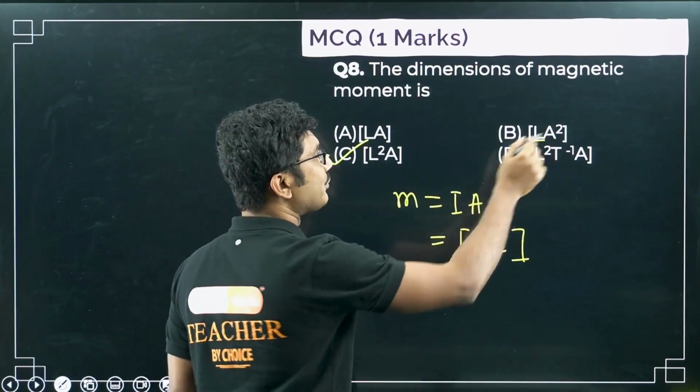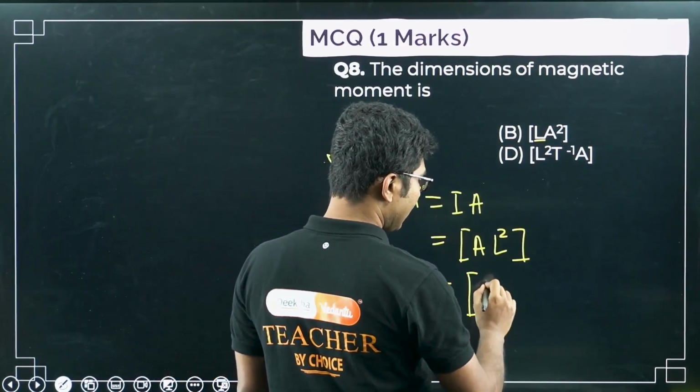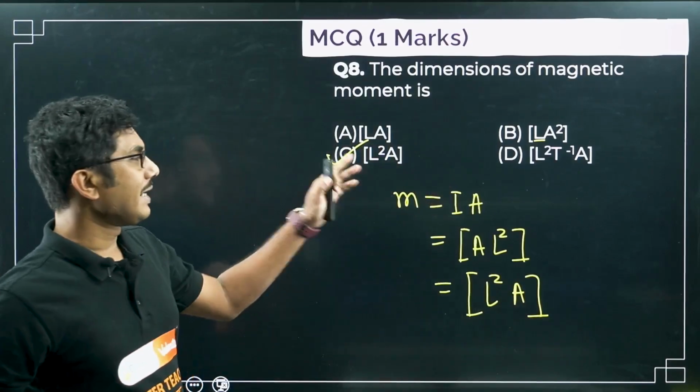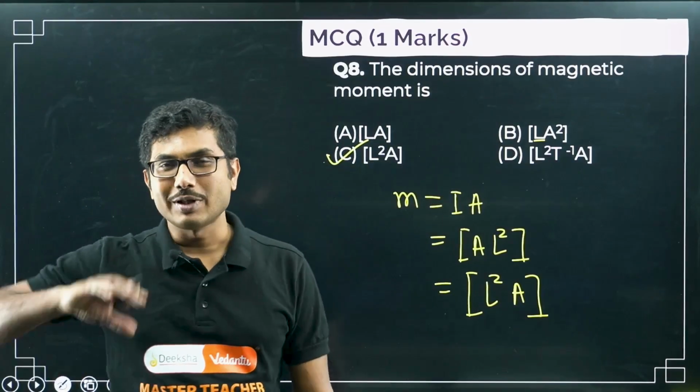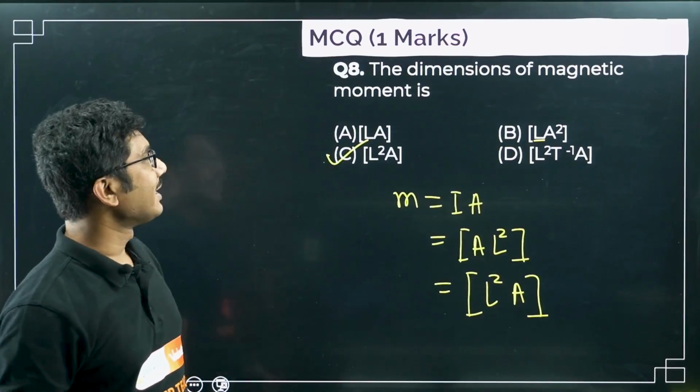So you don't get confused with this. This is the correct answer. L square A. You have to arrange it; it will be L square A. L square A and L A square are both very close to each other, but actually L square A is the correct answer. Don't get confused.